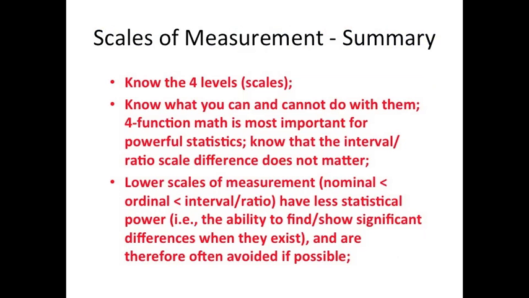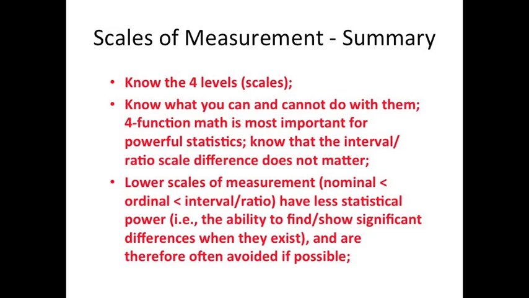So let's try to summarize. I think you need to know the 4 levels or scales of measurement to be able to identify them. Nominal, ordinal, interval, and ratio. Know what you can and cannot do with them. Four-function math is important for a lot of the powerful statistics. Know that for interval and ratio scales there's not a difference there, but the main issue is that with the interval and ratio scale you can do the four-function math, and so you can do things like mean and standard deviation and all those things. We'll talk about those later though.